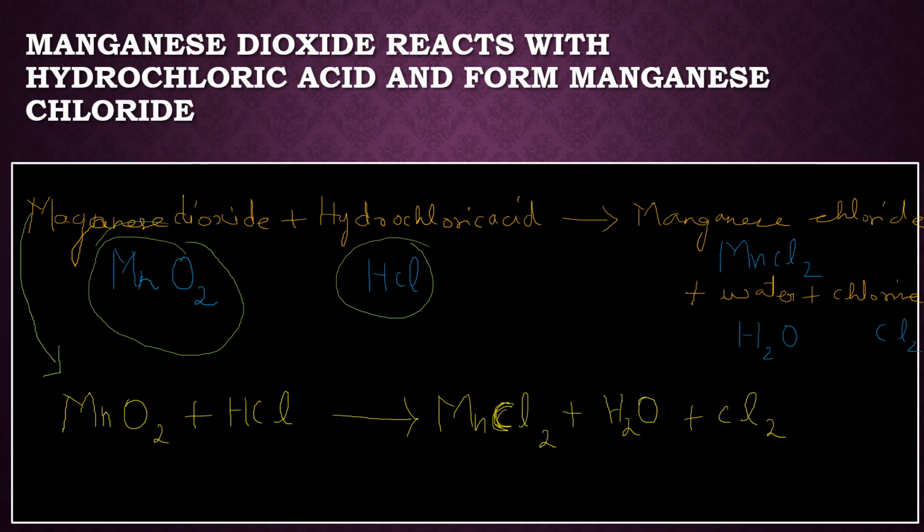So what can we do here? How many here? Count the number of chlorine atoms on the left side as well as on the right side. Okay. So if you count the number of chlorine atoms on the right hand side, how many? It's 4. So here 2, here 2. It's totally 4. So ensure that you write here 4.